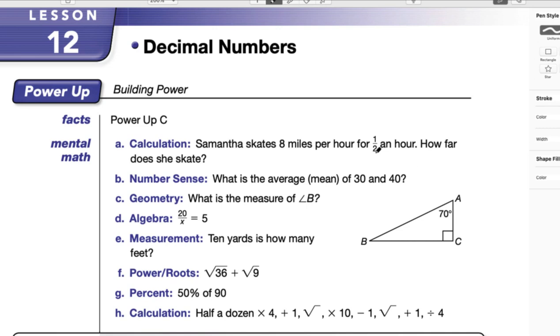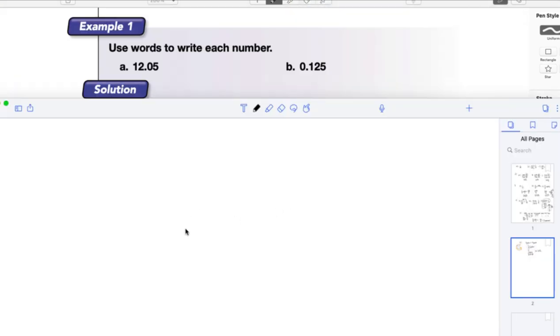Saxon Math Course 3, we're going to be talking about Lesson 12 and decimal numbers. So this first part is asking us to actually write out what the words are and how we would say this number. And so, we're used to saying stuff like 12.05, right? And that is the simpler way, but that's not what we want to do. Here, we want to talk about what's going on in each of these places.